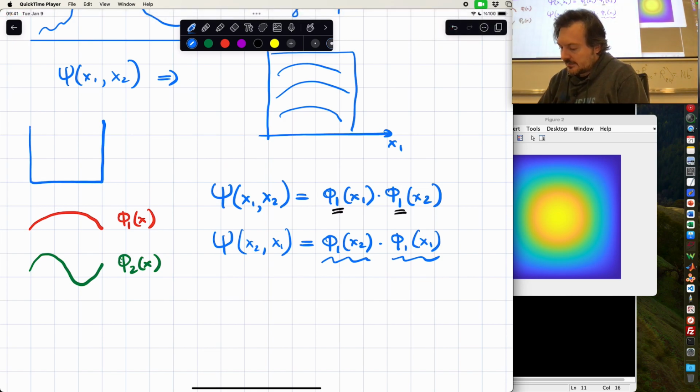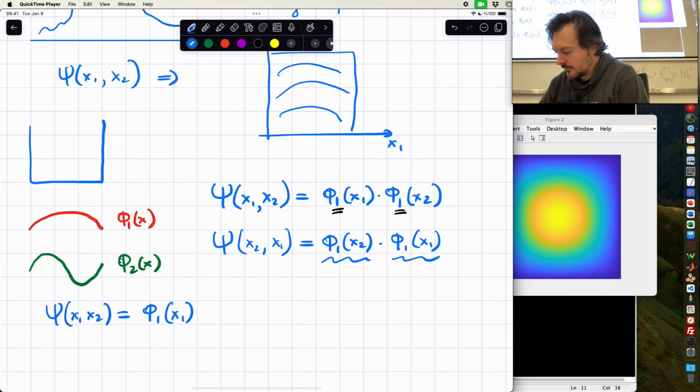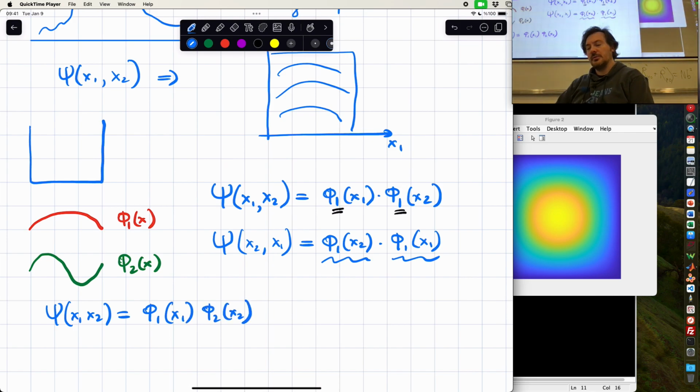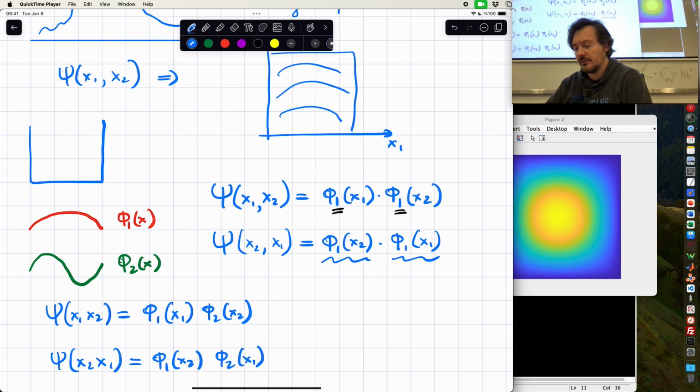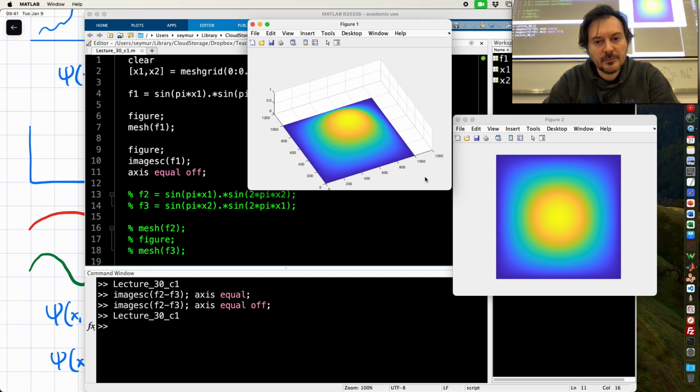So for example, if I had phi of x1, x2 equal to phi 1 x1 phi 2 x2, would it be symmetric? No. Would it be anti-symmetric? No. Because phi of x2, x1 is not equal to phi of x1, x2, not even in the minus way, because this one basically is phi 1 x2 and phi 2 x1. So there's no way to get them equal to each other. Let me show you how they would look.